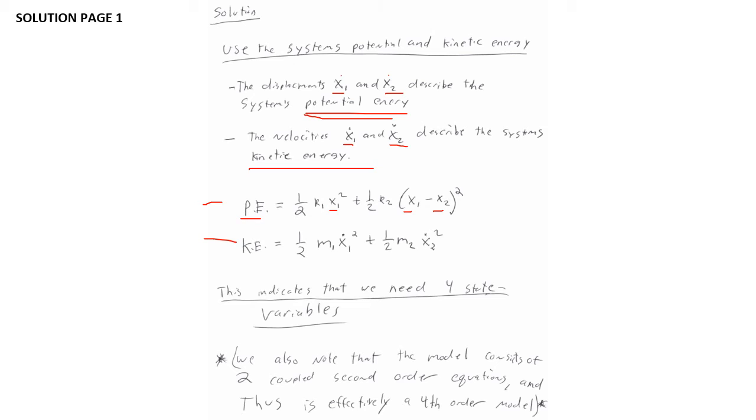So this indicates that we need 4 state variables. What that means is we can also look back and note that the model consists of 2 coupled second-order equations, and thus effectively a 4th-order model, from the given equations in the problem statement.